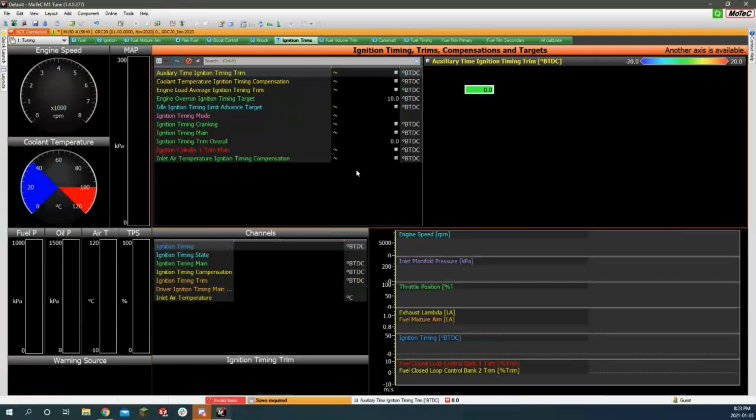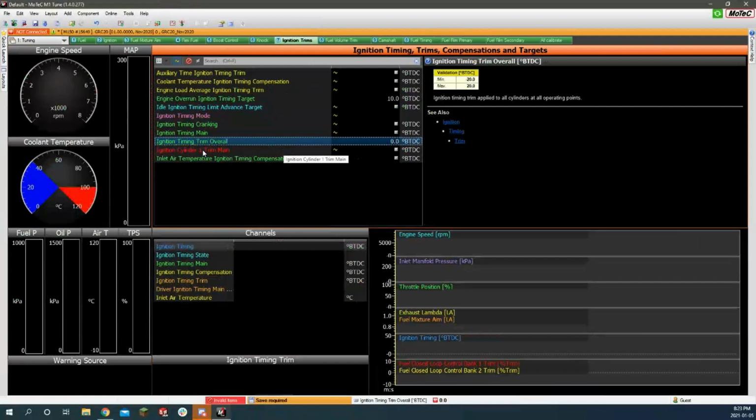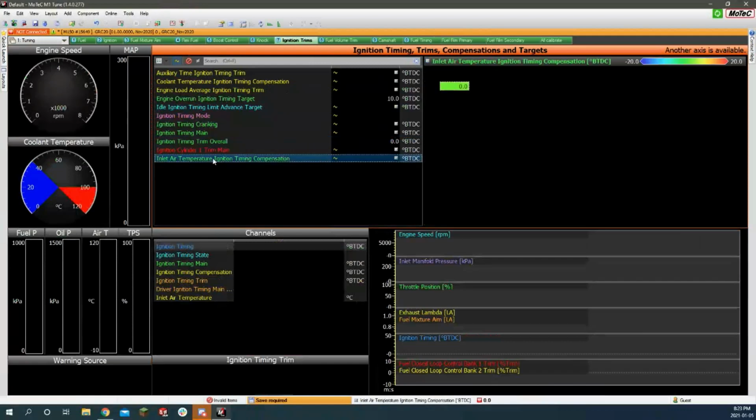You can do ignition trim, so it's modifying your ignition depending on what's going on, for various things, like the overrun I was talking about. For ignition timing when you're cranking, set that to 10 degrees before top dead center. Yeah, different trims. For air temp, you change your compensations. That's all stuff you can set up. You can have tables for it.